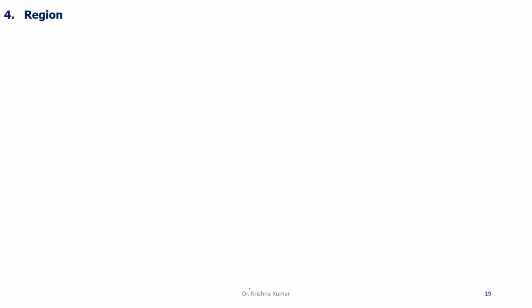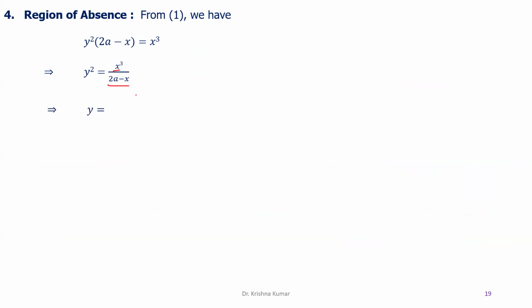Let us take the fourth point, which is the region of absence. From equation number 1, we have y square into 2a minus x equal to x cube. So y square is x cube upon 2a minus x, and the value of y is x root x divided by root over 2a minus x.